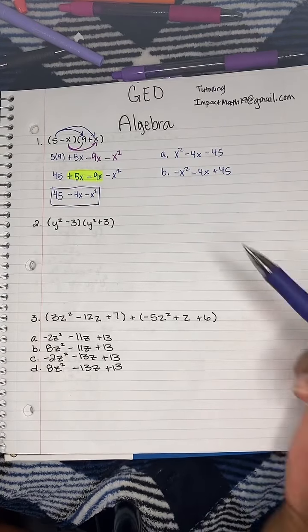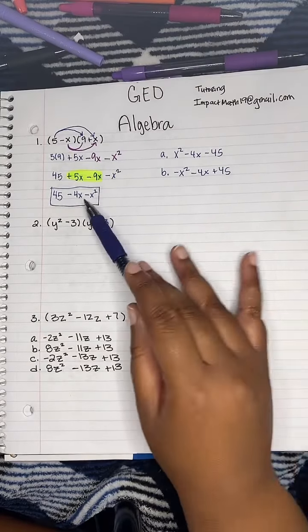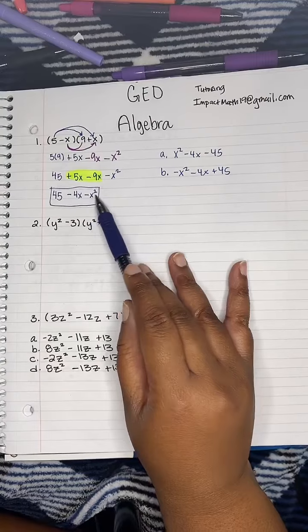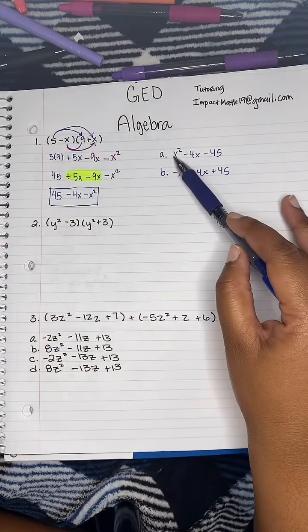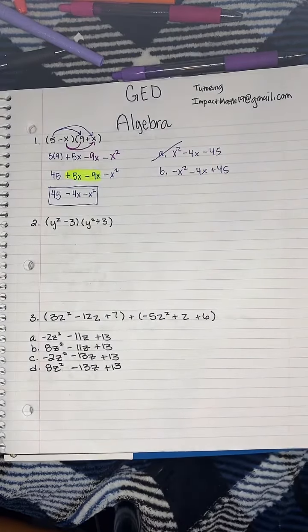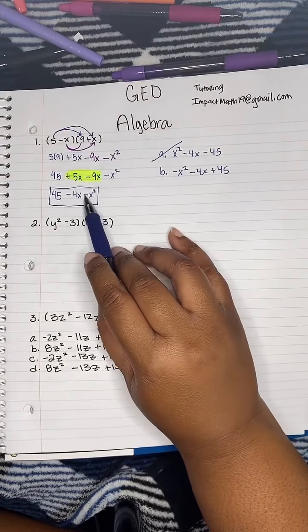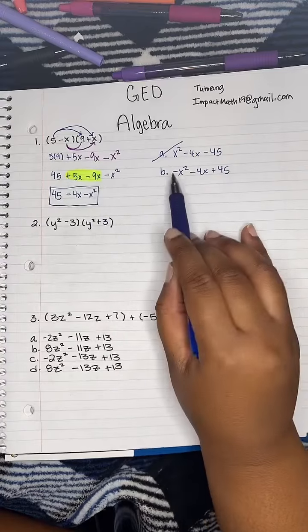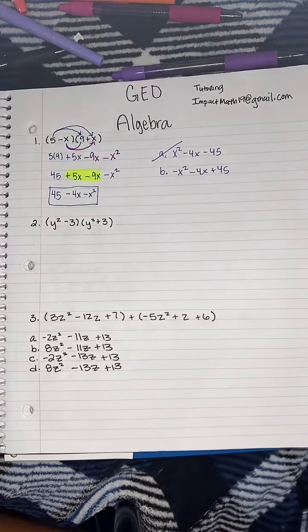All right, so this is what I always help with when I tutor my GED people. You have to look at the sign that's attached here. We have a negative x squared, so this is a positive x squared. So no way can A be our answer, because we have to look at the sign we got on the x squared. Since it's a negative attached to the x squared, B is the only one that has a negative attached to the x squared.